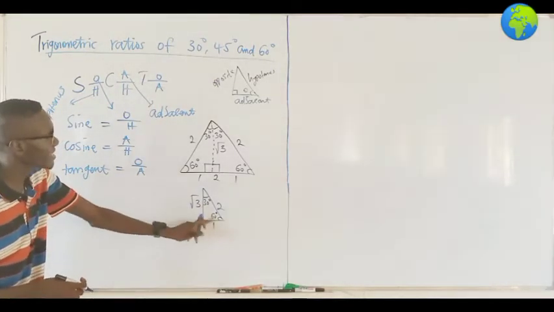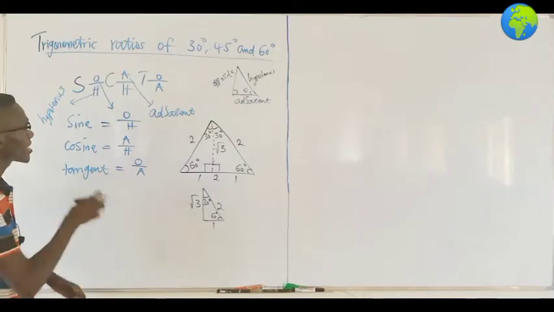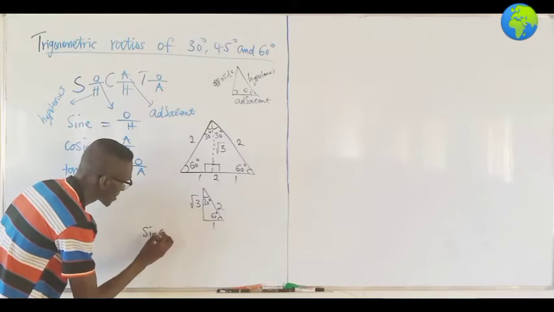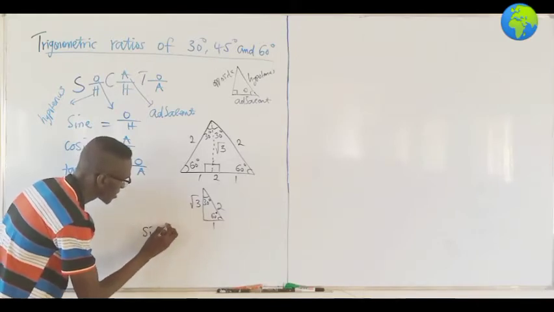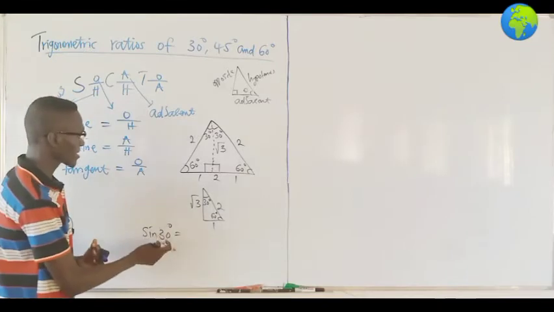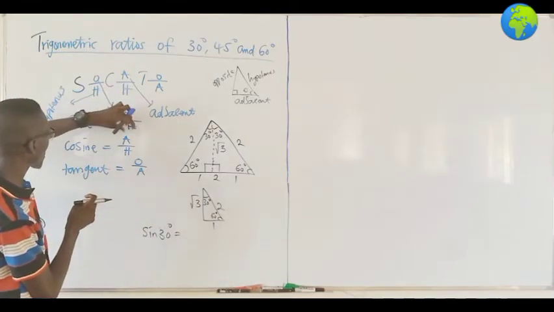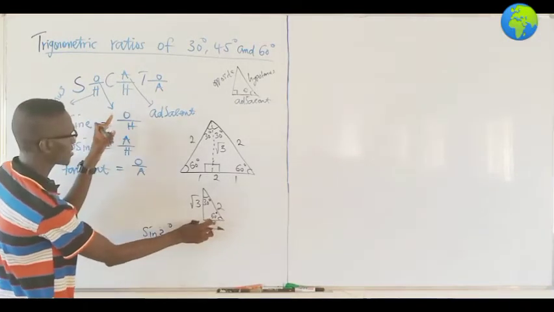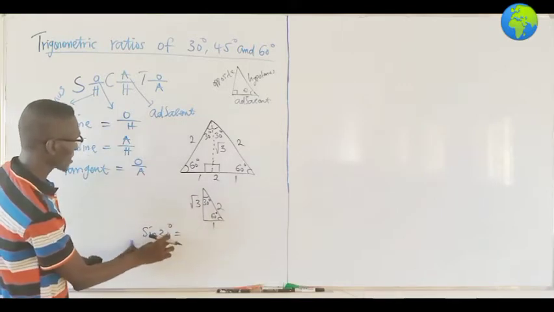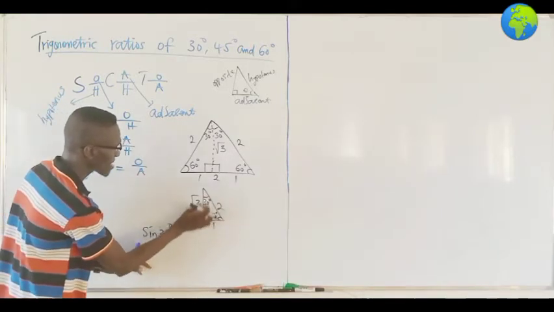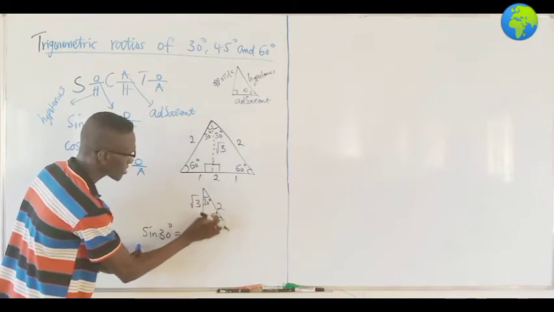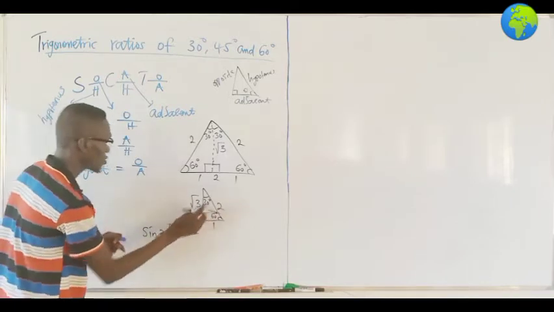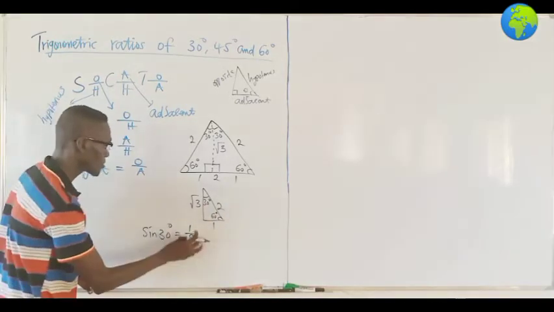Now if they say sine, we'll be talking about 30 and 60 here, not 40. 40 is not included here. So what is sine 60 degrees? Sorry, let's start from 30. Sine 30 degrees equals what? Sine is opposite over hypotenuse, right? Look at where 30 degrees is. That means the adjacent is this part and the opposite is 1. So it's going to be 1 over, what is the hypotenuse? 2. So sine of 30 degrees is 1 over 2.